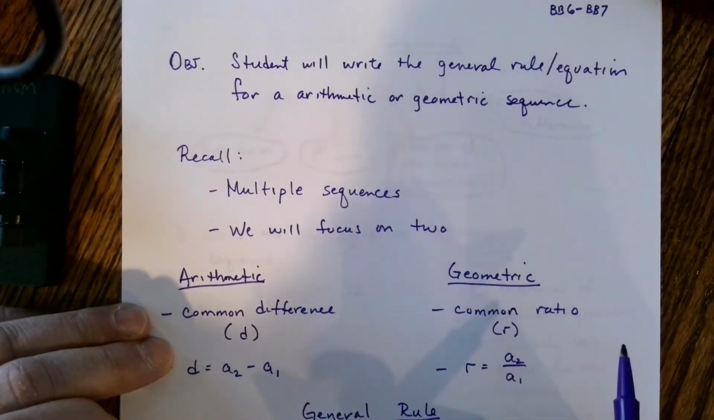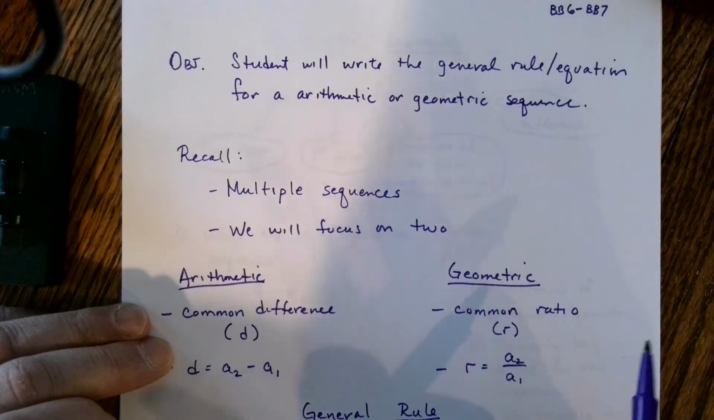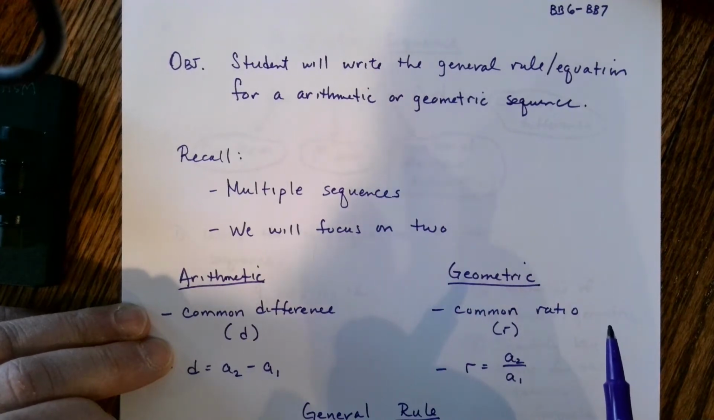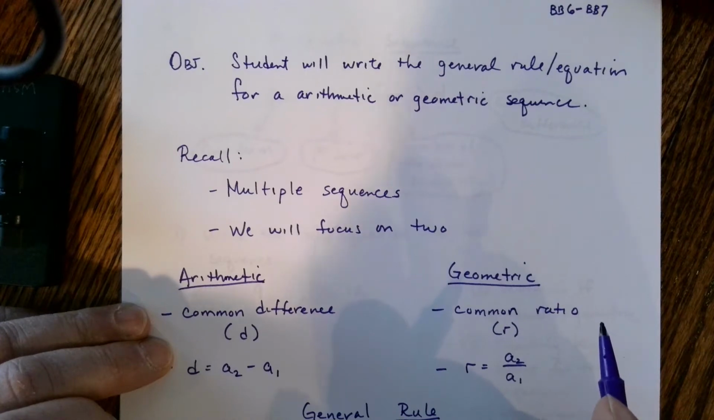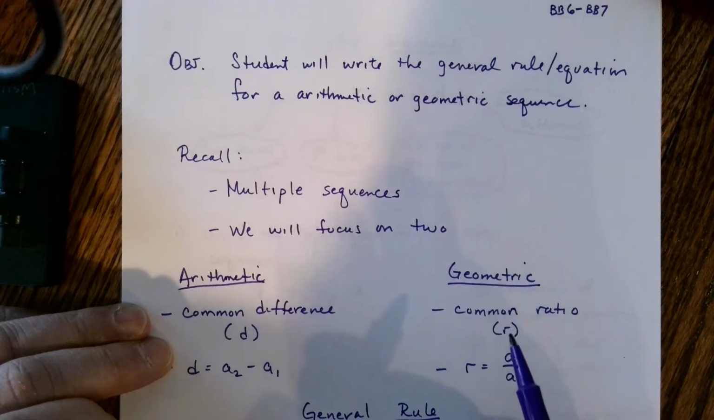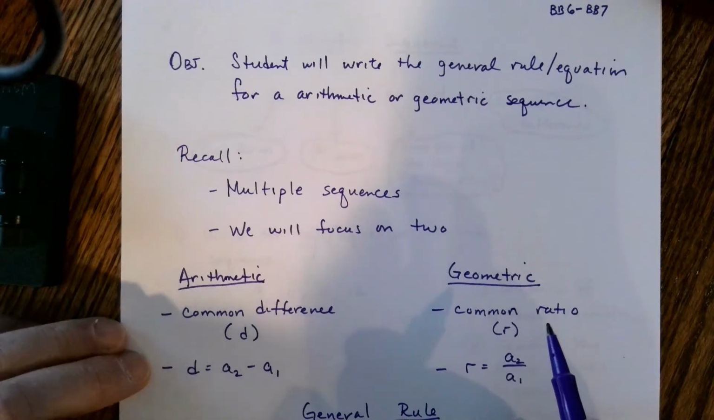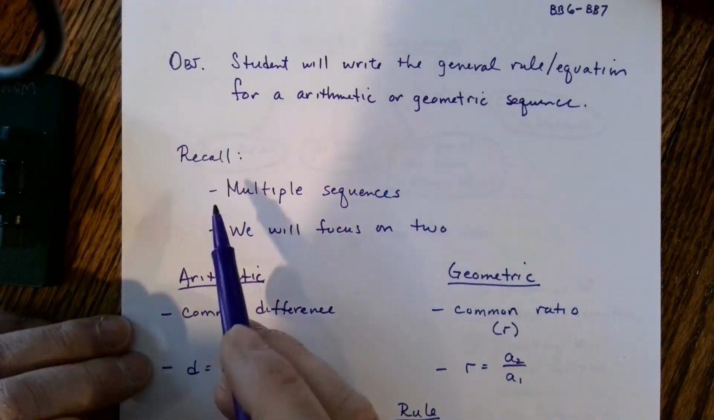Okay, today what we're going to discuss is being able to write the rule or the general equation for an arithmetic or geometric sequence. If you remember in the last video, we discussed our ability to recognize if it was in fact an arithmetic or geometric sequence. So let's just recall some of our information.